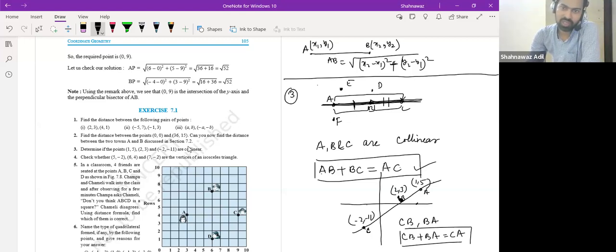If I want to prove that these points are collinear, I will have to find CB. How can I find CB? By which formula? Yes, Rizwan. How can I find the CB? Using the distance formula, right? Yeah, distance formula. Yes, sir.